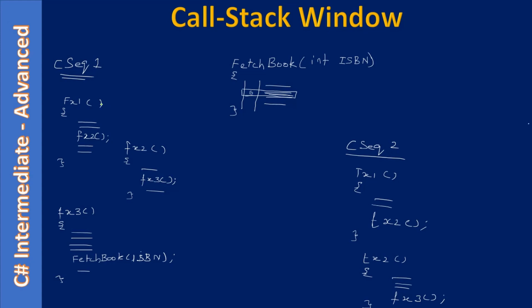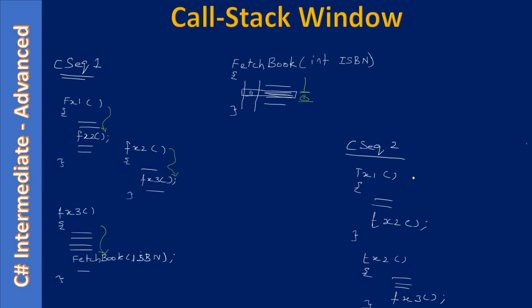So call sequence 1 goes like this. It makes a call to fx2. Then from fx2 we reach fx3. Then from fx3 we make a call to fetchBook, and we reach fetchBook here at this breakpoint, and this breakpoint is through call sequence 1.